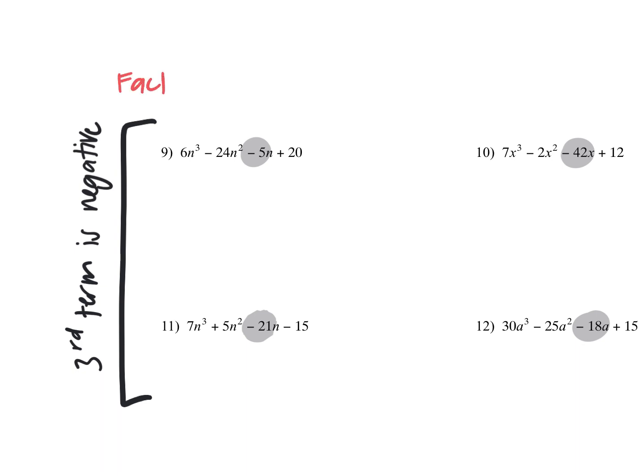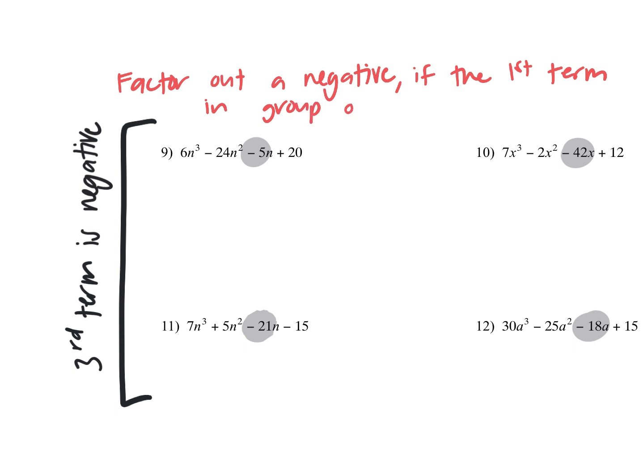Factor out a negative if the first term in group of 2 is negative.